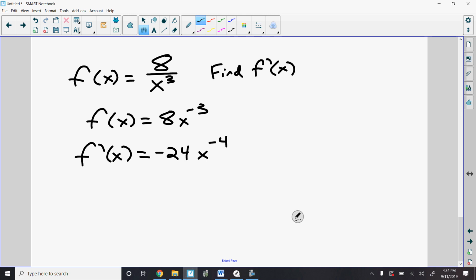And again, if I had to evaluate f prime of 2, it's pretty hard to do in this form. So I like to change it back to a positive exponent. I'm going to write f prime of x equals negative 24 over x to the 4th. It's going to be super important that you can comfortably adjust these things to do a derivative and adjust it back at the end.